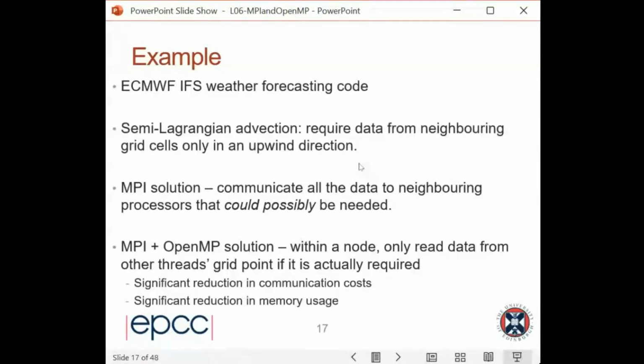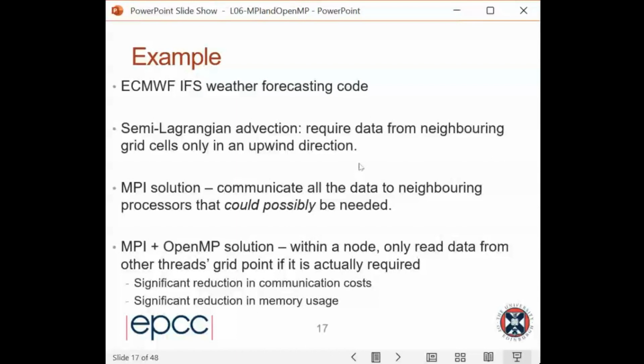Okay, so you don't need data from processes that are downwind. You only need data from processes that are upwind. That's where the data is coming in from. Basically, you only need to transfer data along the direction in which the wind is blowing. So for example, if the wind is blowing east, I need to get data from my processor to the west to tell me what's coming in.